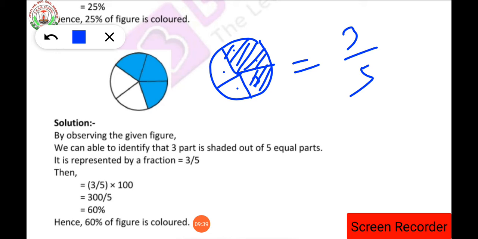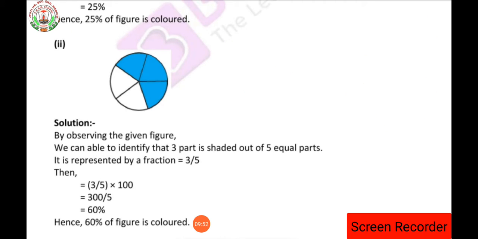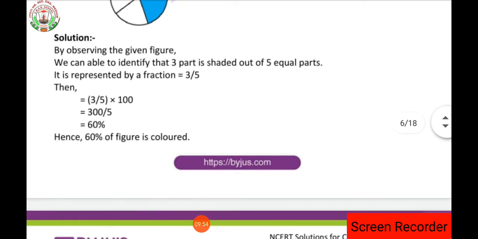So what will be the fraction of that? 3/5. How to convert this fraction into percent? By multiplying it by 100, so that we will get the answer as 60%. Clear up to here? So in this way you have to solve the question, student.